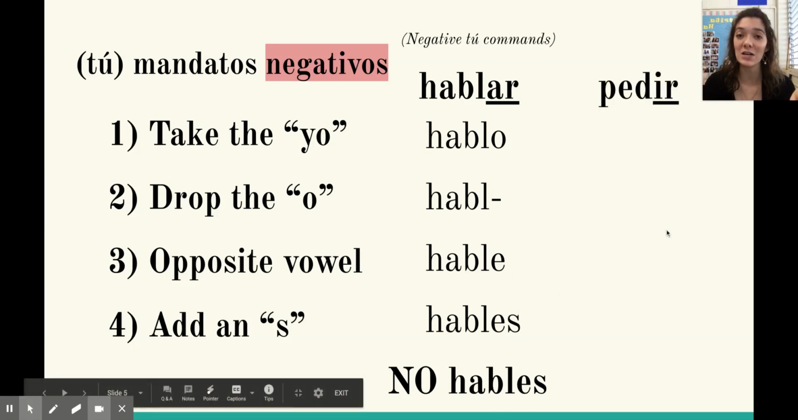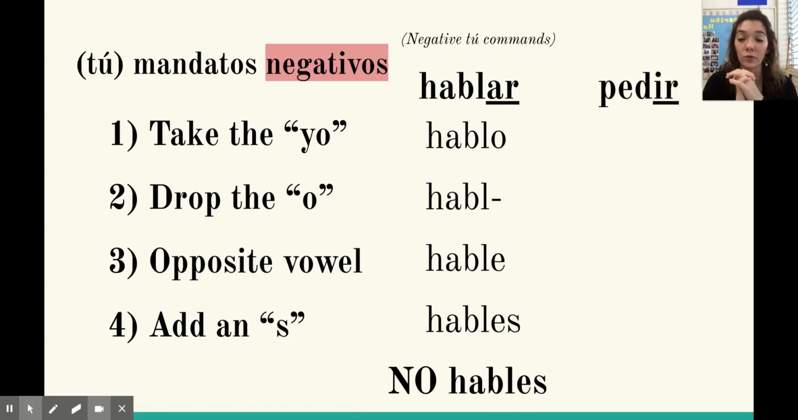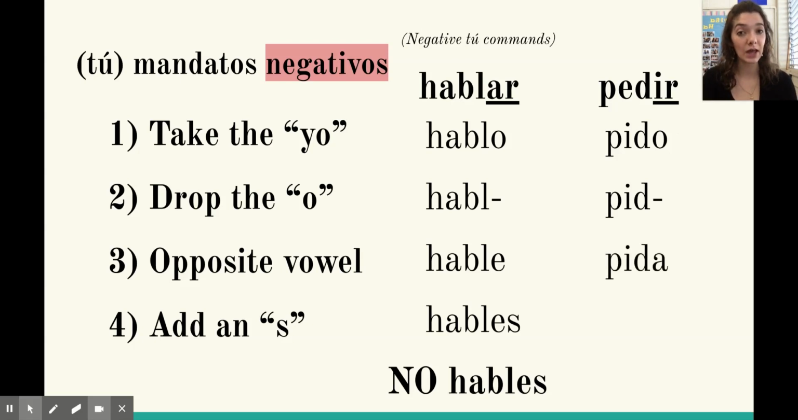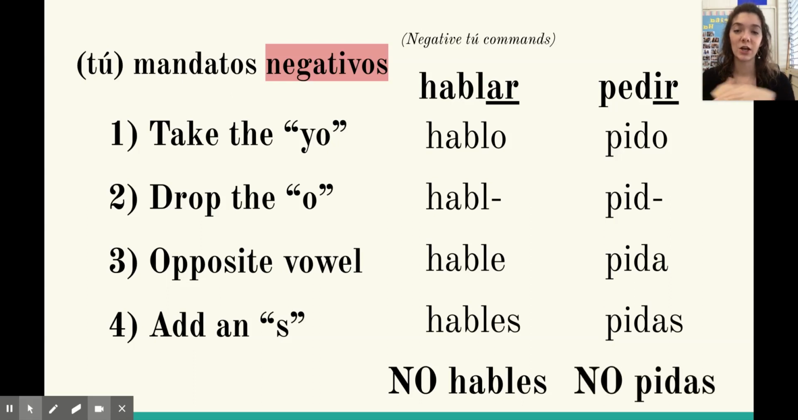Let's try with pedir. Pedir. To ask for, to order. See, we take the yo. Be careful. This is a stem changing verb, so not pedo, but pido. See, pido. We got the yo form. We drop the O. Pid. We opposite vowel. Now, this is an IR verb, so the opposite of the IR verb would be an AR. So we're going to add an A, pida, and then we add an S, pidas. No pidas. Don't ask for. Don't order. No pidas. And again, this is for you informal too. See, no pidas.